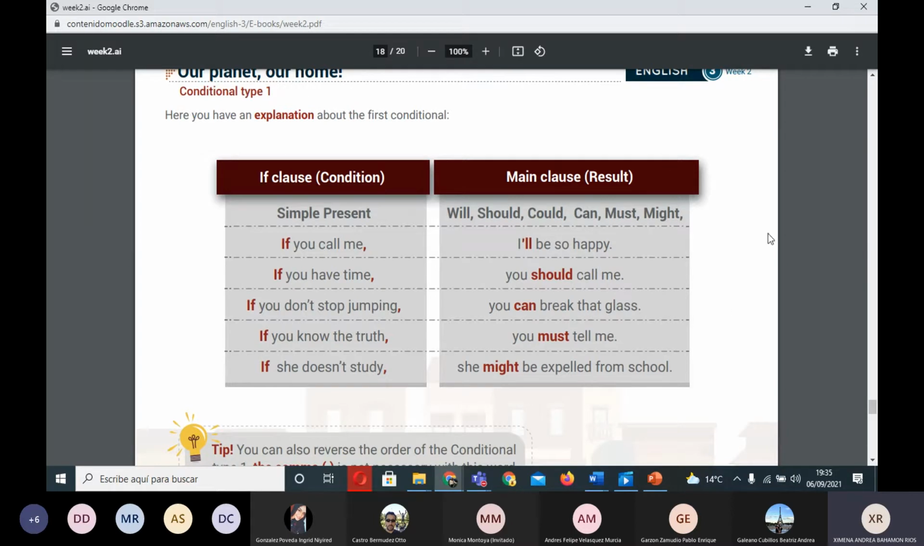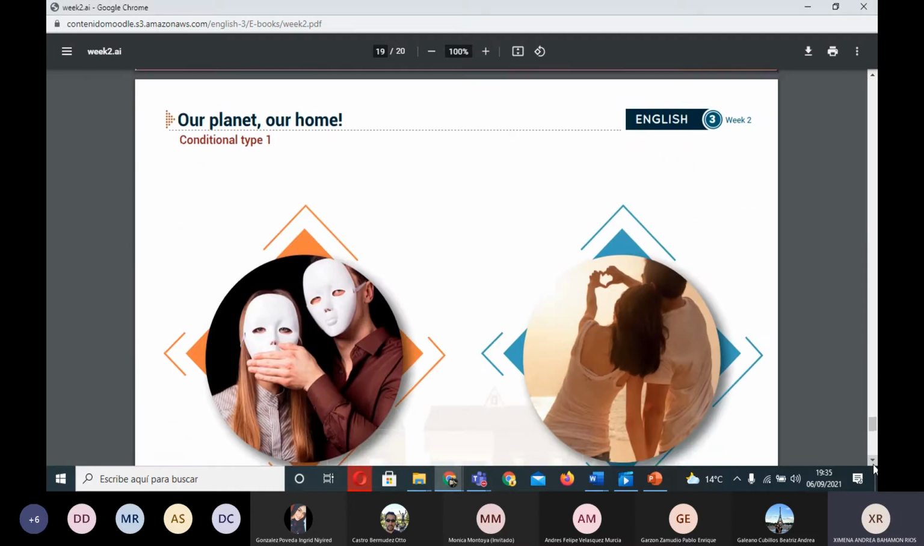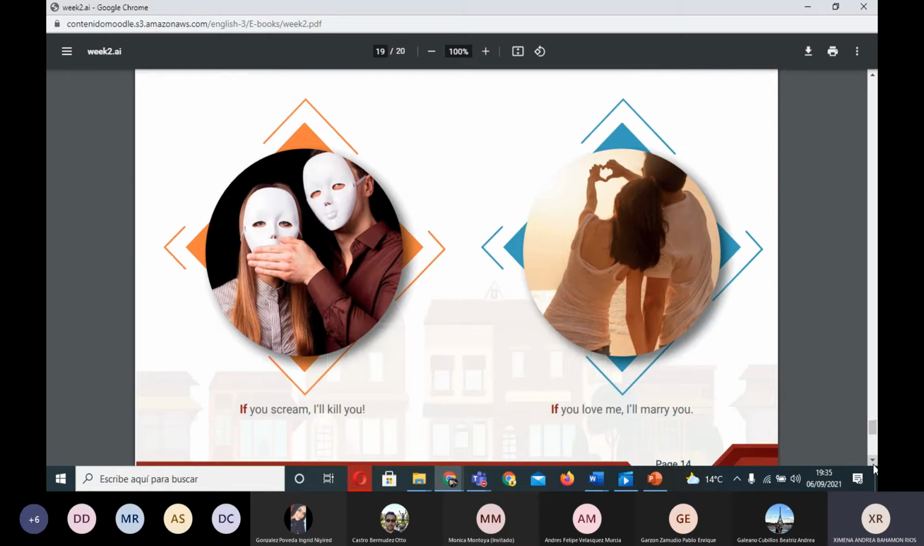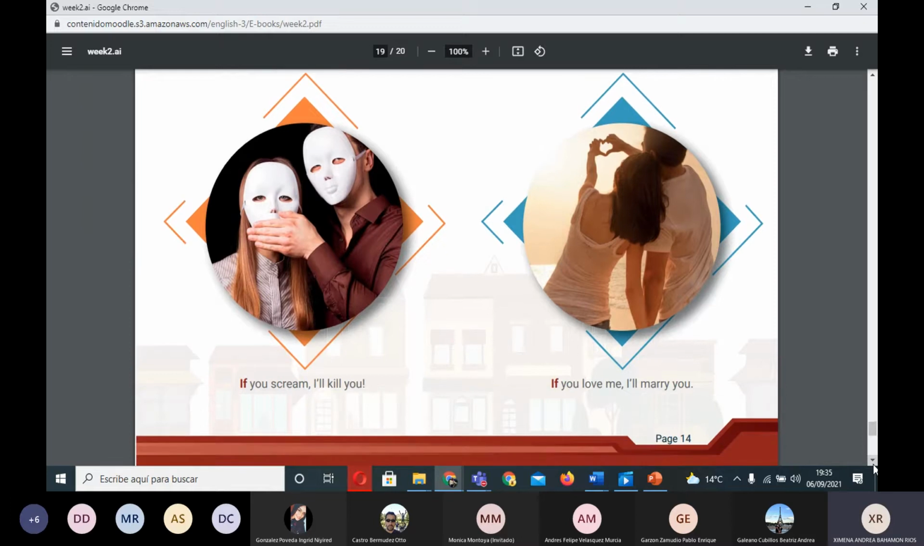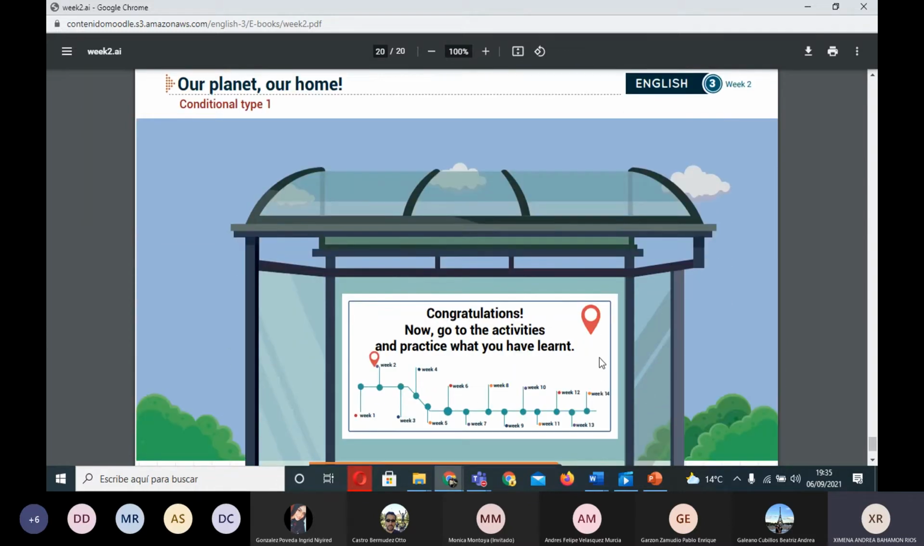So, taking into account these situations, and because I want you to talk to me, my invitation is to revise the situations that you have, because this is the part that you have to do at home. So if you scream, I will kill you. If you love me, I'll marry you, and so on. Okay, so this is just the invitation I had for you.